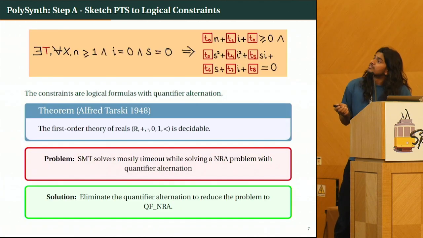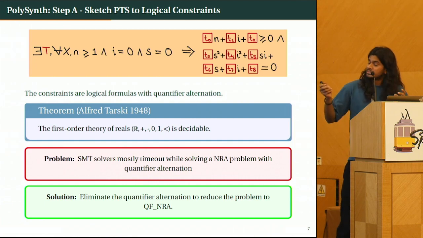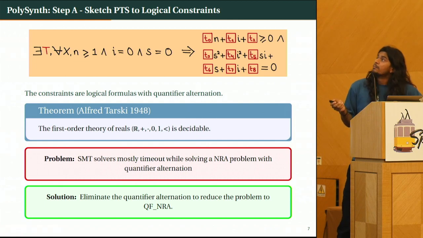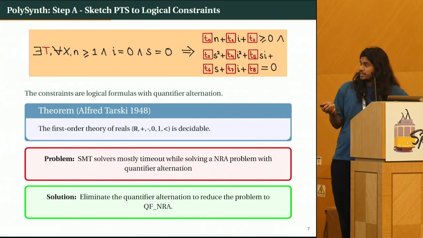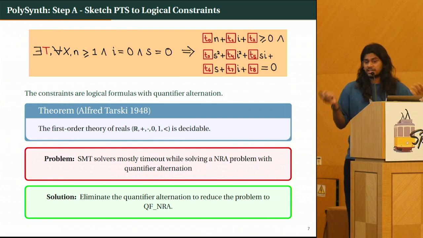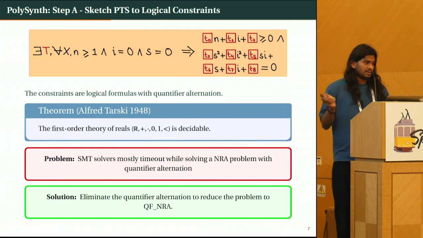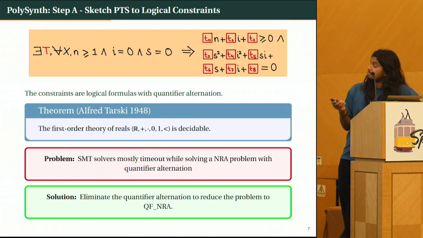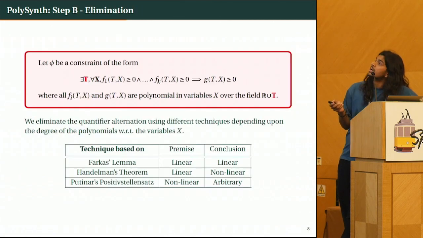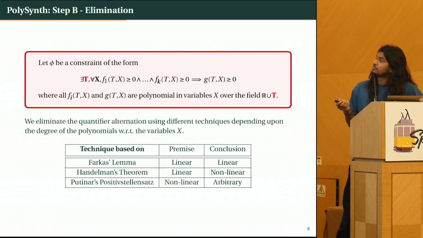So we know that this is decidable by the theorem by Alfred Tarski, because the theory of reals is decidable. But the main problem is that SMT solvers cannot handle quantifier alternation. So the solution is that if we can somehow eliminate the quantifier alternation, then this problem could be tackled by an SMT solver. So we'll talk about how we eliminate the quantifier alternation. You might have seen a similar technique in the first session of this synthesis. Depending on the degree of these polynomials, we use different theorems from algebraic geometry.